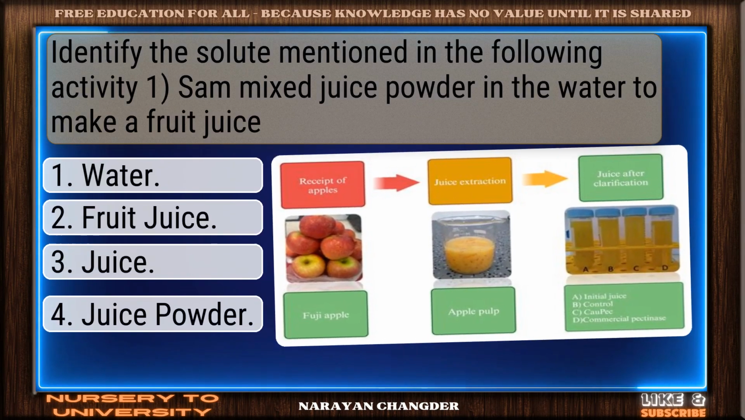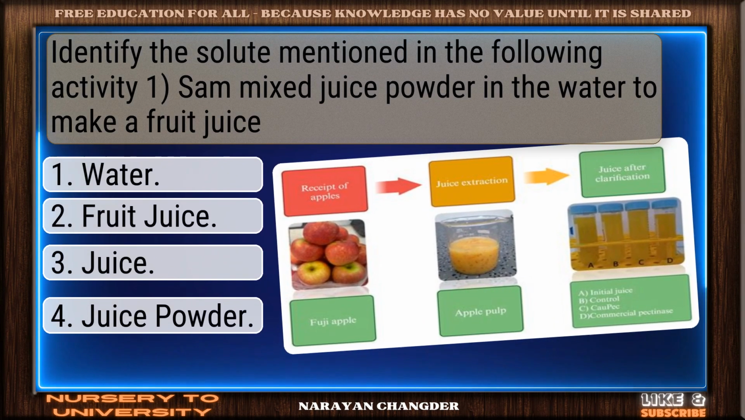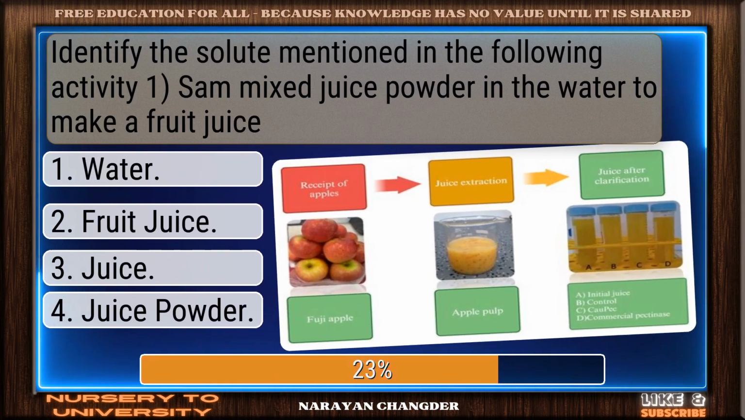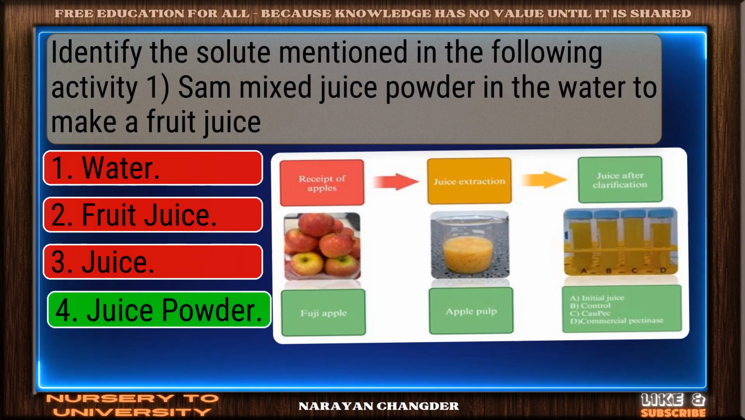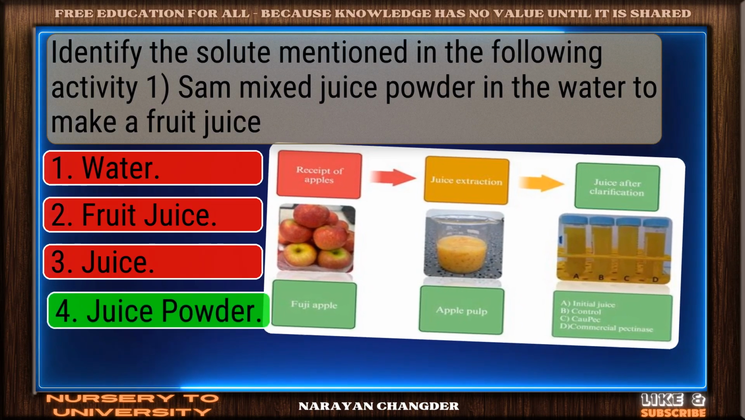Identify the solute mentioned in the following activity 1. Sam mixed juice powder in the water to make a fruit juice. Smart pick. Juice powder is the correct choice.